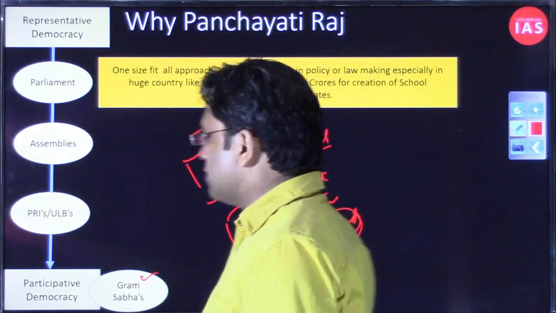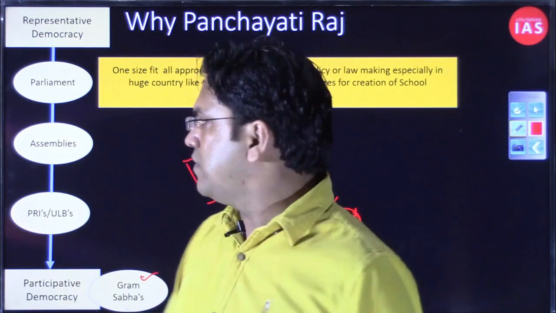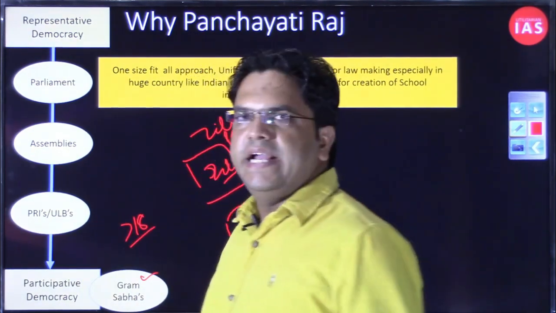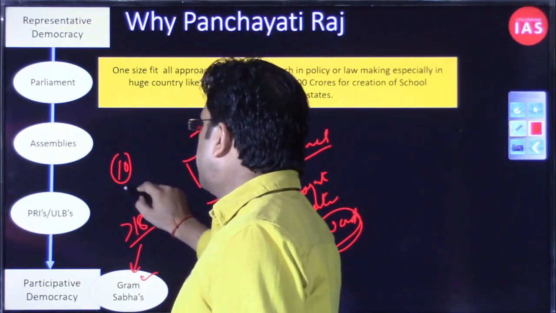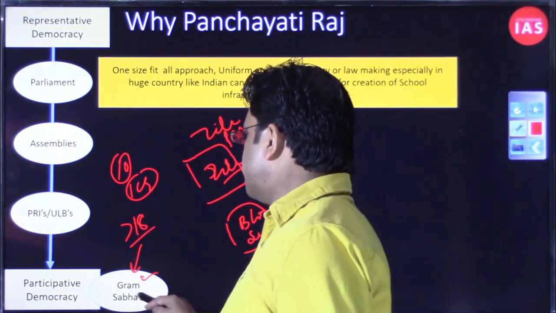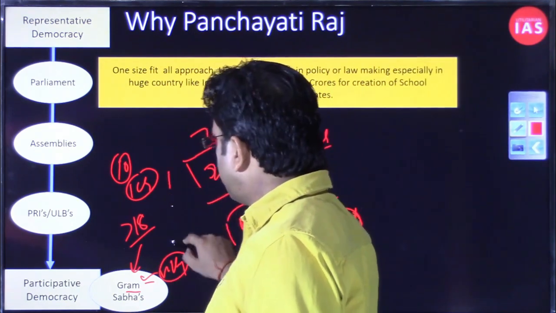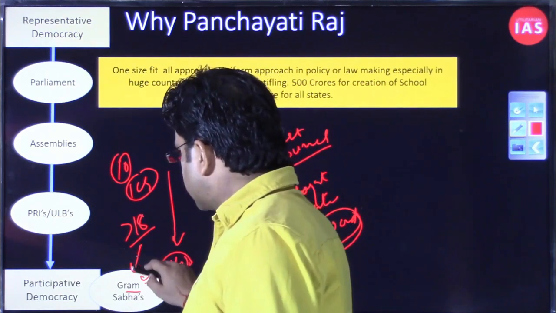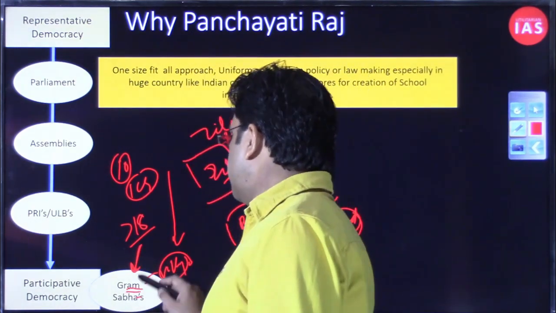So who are the members of this Gram Sabha? The members of the Gram Sabha are all those who are eligible voters. Every person who holds a voter card and is above 18 years will be part of the Gram Sabha. Suppose 1 crore has been allocated for a particular village, since Gram means village. Now it will be entirely incumbent on this Gram Sabha. All the eligible voters will sit together.